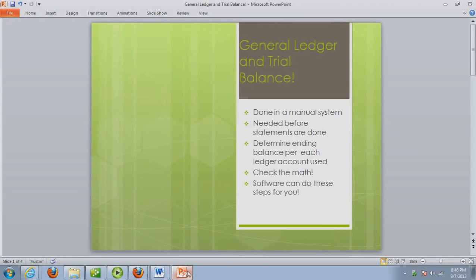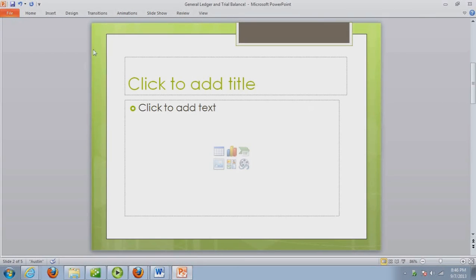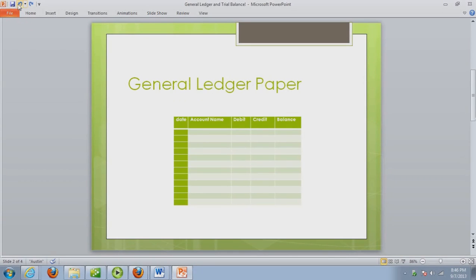The good news is that things like QuickBooks and other general ledger software do these steps for you, so we have less emphasis on this process, but I think it's important for you to do it manually to understand what the computer does. So we will take a look at the general ledger paper.